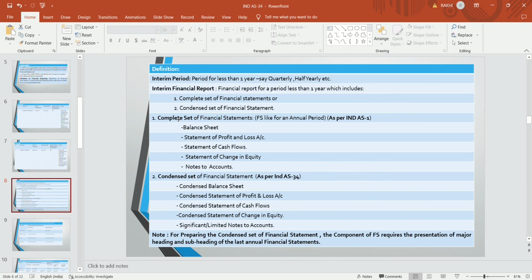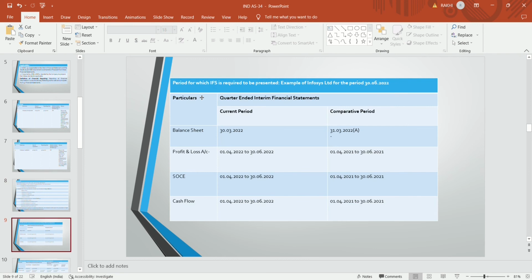For preparing the condensed set of financial statements, the components require the presentation of major headings and subheadings of the last annual financial statement. Only the major heads and subheads are required, which are taken from the last annual financial statement. Now, the period for which the interim financial statement is required to be presented.